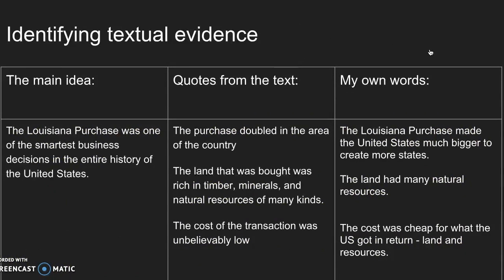Here, I made a graphic organizer where I could pull the complete quotes from the text and then write them into my own words. So again, our main idea: The Louisiana Purchase was one of the smartest business decisions in the entire history of the United States. From the text, we pulled: the purchase doubled the area of the country; the land that was bought was rich in timber, minerals, and natural resources of many kinds; and the cost of the transaction was unbelievably low.